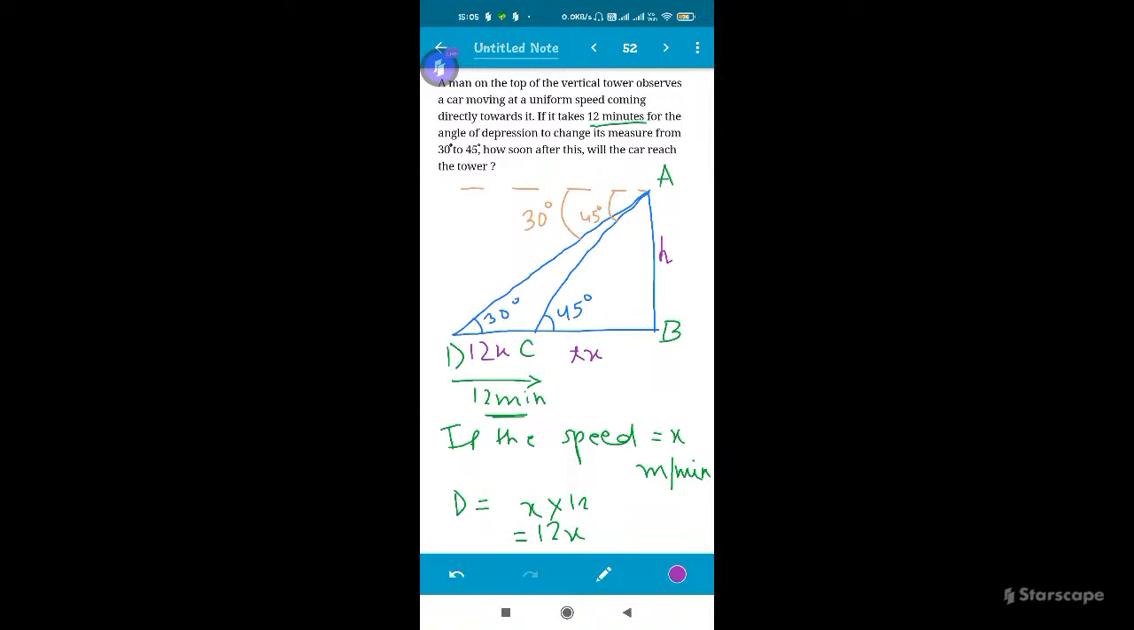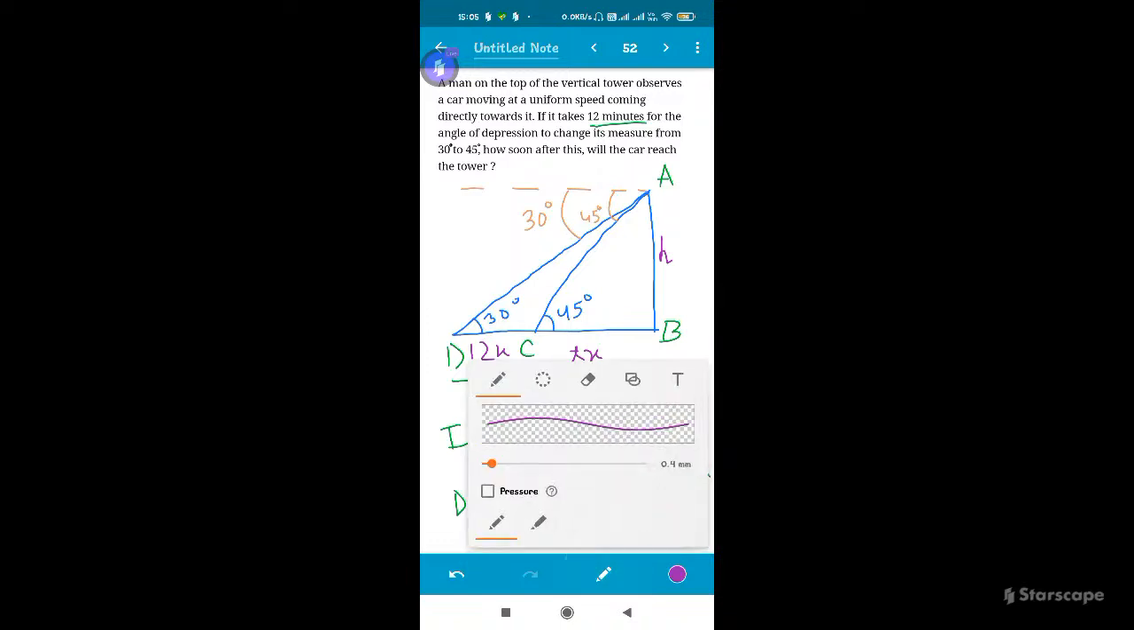So what we have done, we have used the property of speed, distance and time, where speed is equal to distance by time, or you can say distance is equal to speed into time. Using that, we have found out the values for DC and CB. Now let's move on to the main part of the question. Let me just erase it.